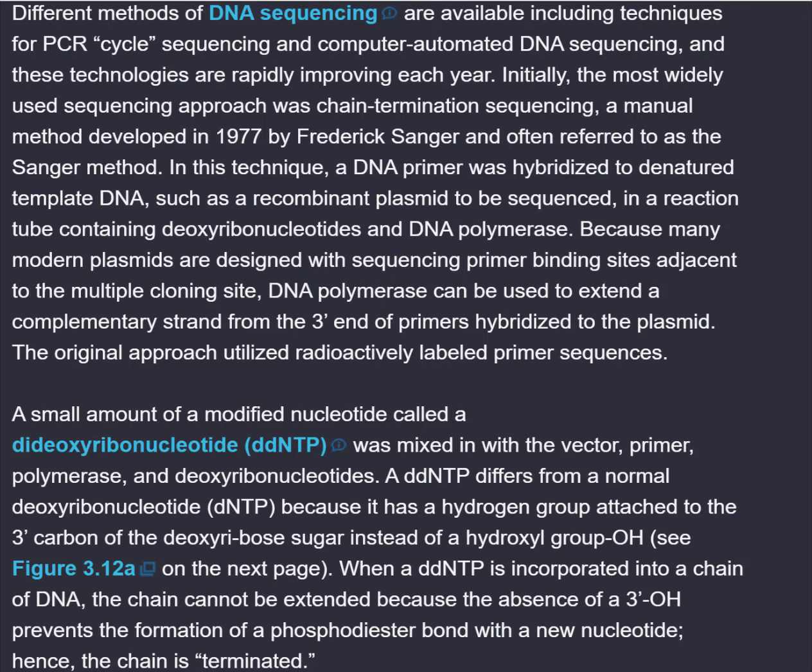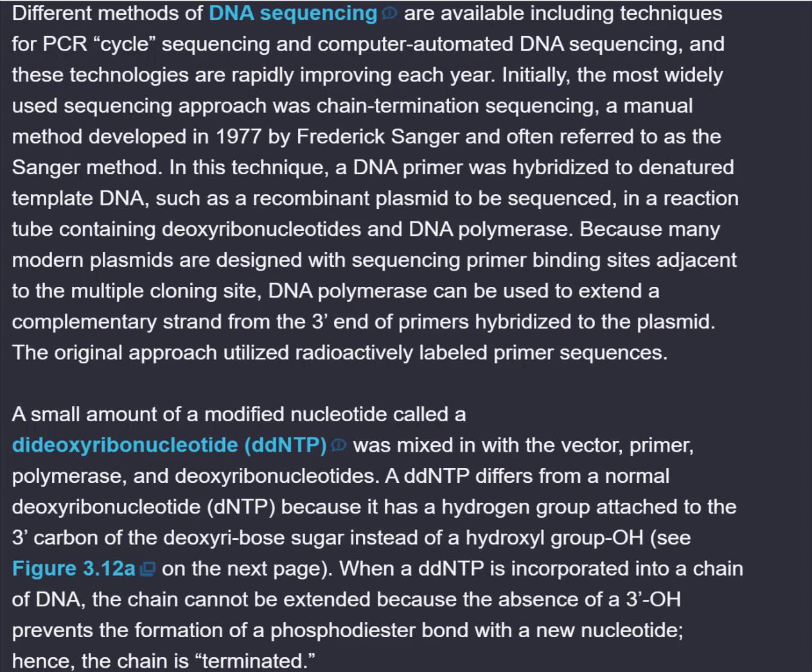Different methods of DNA sequencing are available, including techniques for PCR cycle sequencing and computer-automated DNA sequencing, and these technologies are rapidly improving each year. Initially, the most widely used sequencing approach was chain termination sequencing, a manual method developed in 1977 by Frederick Sanger and often referred to as the Sanger method.